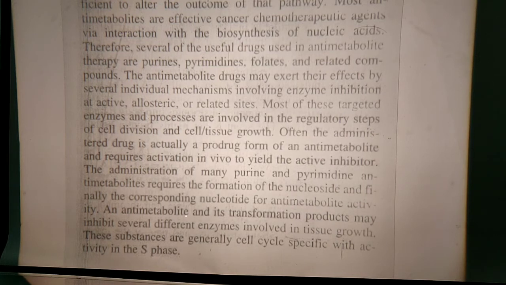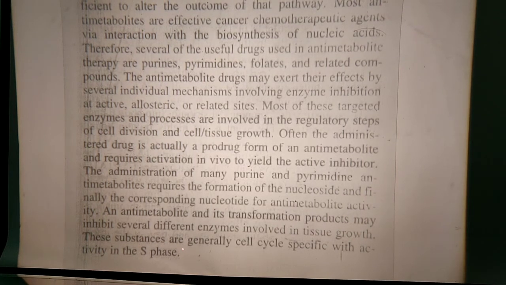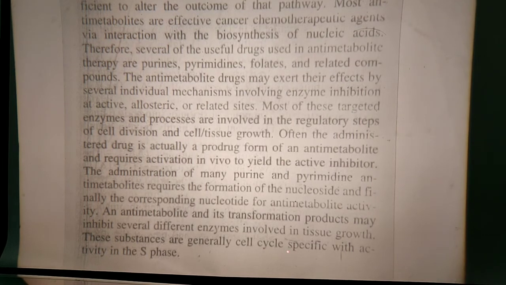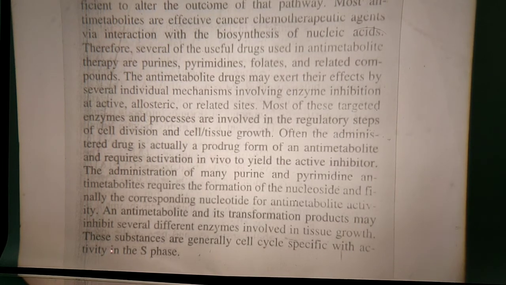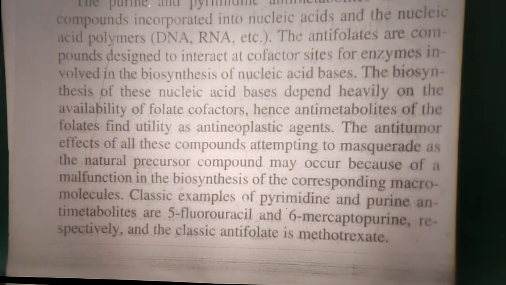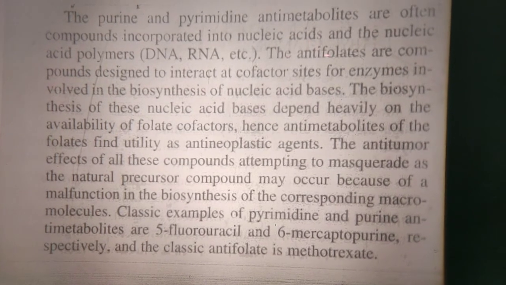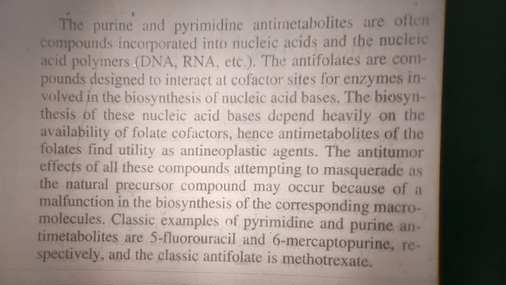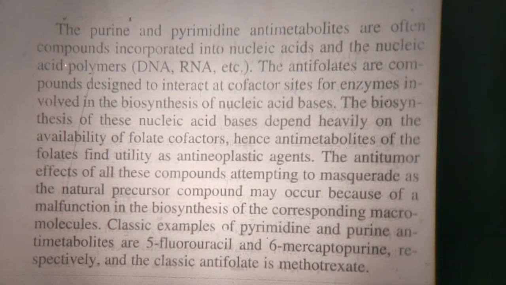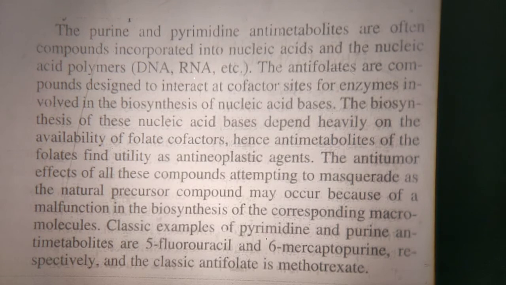The antimetabolite and its transformation product may inhibit several different enzymes involved in tissue growth. These substances are generally cell cycle specific, as I've already talked about the cell cycle, with activity in the S phase of the cell. The purine, larger bases, and pyrimidine, smaller bases, antimetabolites are often incorporated into the nucleic acid polymers, DNA, RNA, etc.